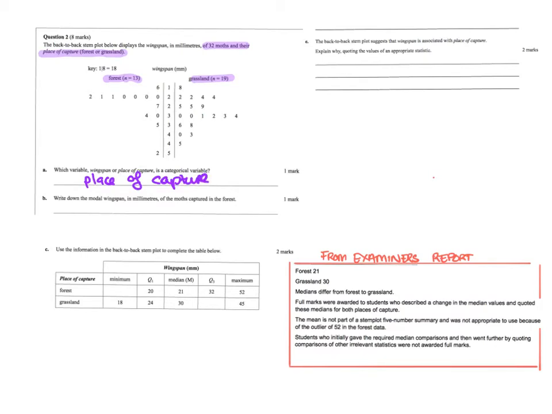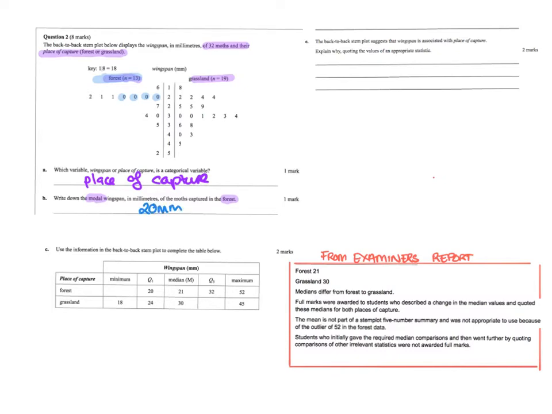Write down the modal wingspan in millimetres of the ones in the forest. I didn't even read that right. So if I go to the forest ones, what's the most common one? What one can you see a lot of? Yeah, it looks like 20, doesn't it? So that's right. So you write 20 millimetres.